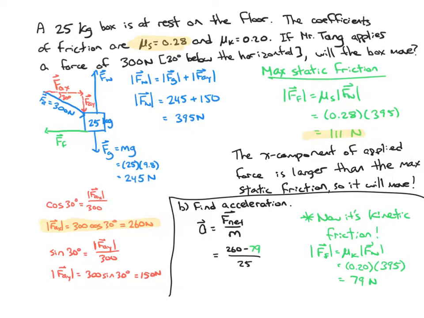Okay, so that's what I can fill in for the net force. So 260 to the right, minus the 79 newtons of friction, that's the net force. Calculate that and divide it by the mass of 25, and that'll give us the acceleration. And that gives me 7.2 meters per second squared. That's quite a large acceleration.